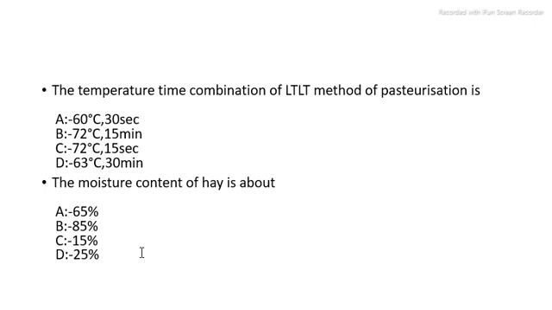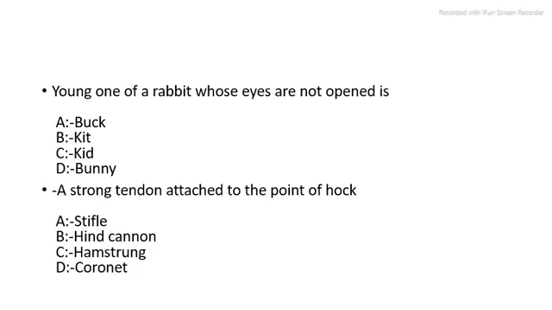Next question, the moisture content of hay is about option A 65%, option B 85%, option C 15%, option D 25%. So the moisture content of hay is about around 15%. That is option C is the correct answer. Next question, young one of a rabbit whose eyes are not open is called.